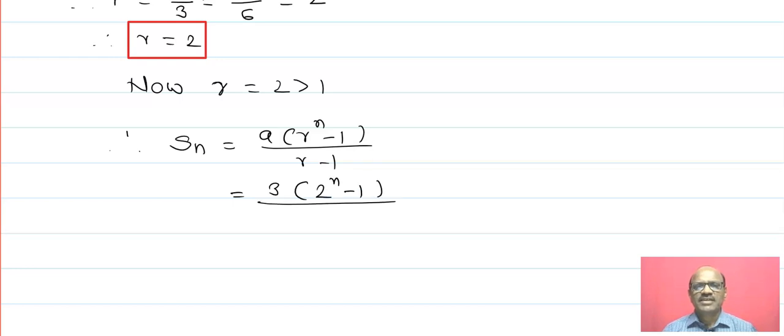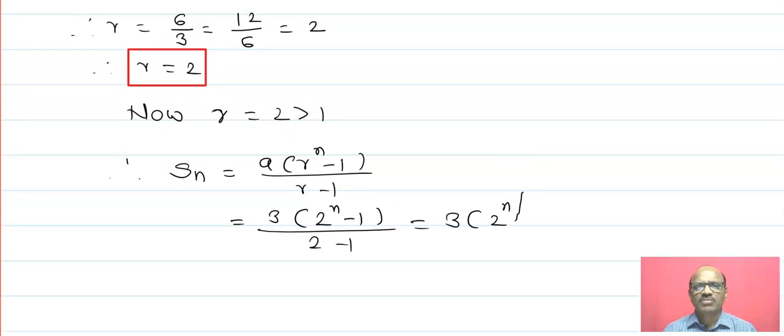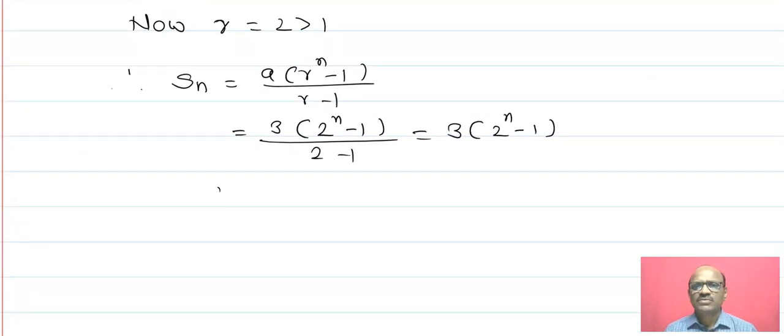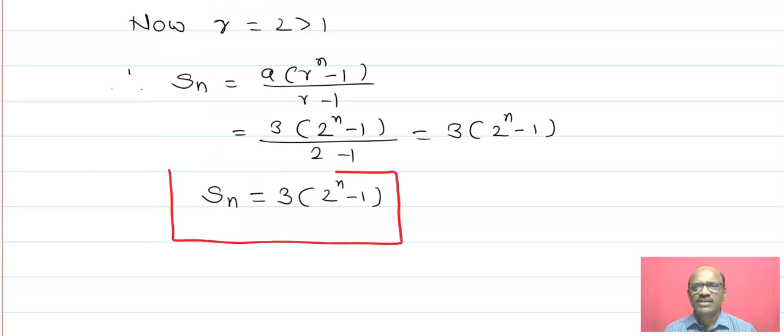That is 3 times (2 raised to n minus 1) upon 2 minus 1, which equals 3 times (2 raised to n minus 1). This is the Sn. Therefore, Sn is equal to 3 times (2 raised to n minus 1).